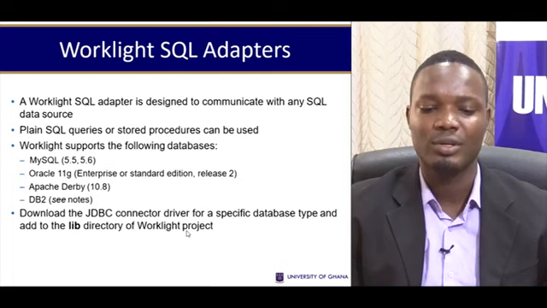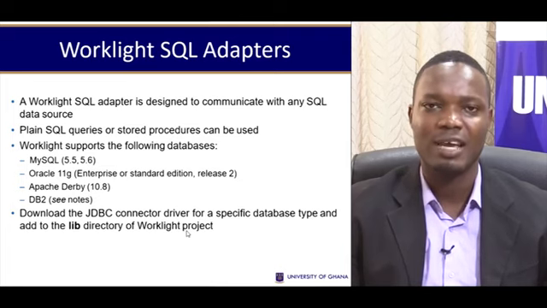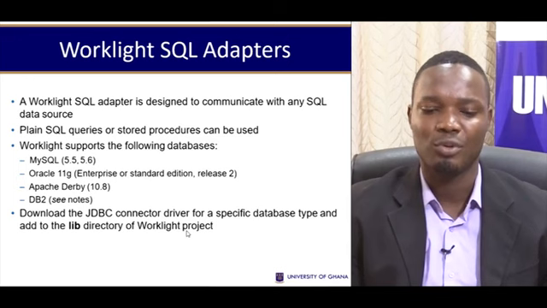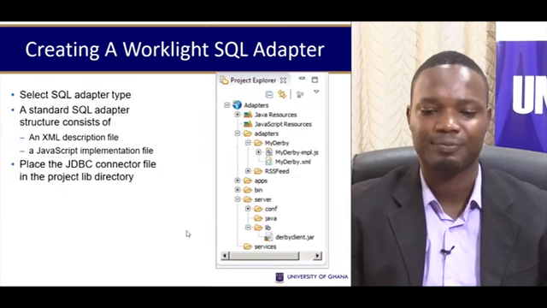Now we would need to download the JDBC connector driver for the specific database type and add that to the library directory of the Worklight project. So you need to take note of that. For each and every one of the database sources that you want to connect to, you need the JDBC connector for that. So you need a driver for that, and you should remember to drop that in the lib folder, or the library folder, in your Worklight project.